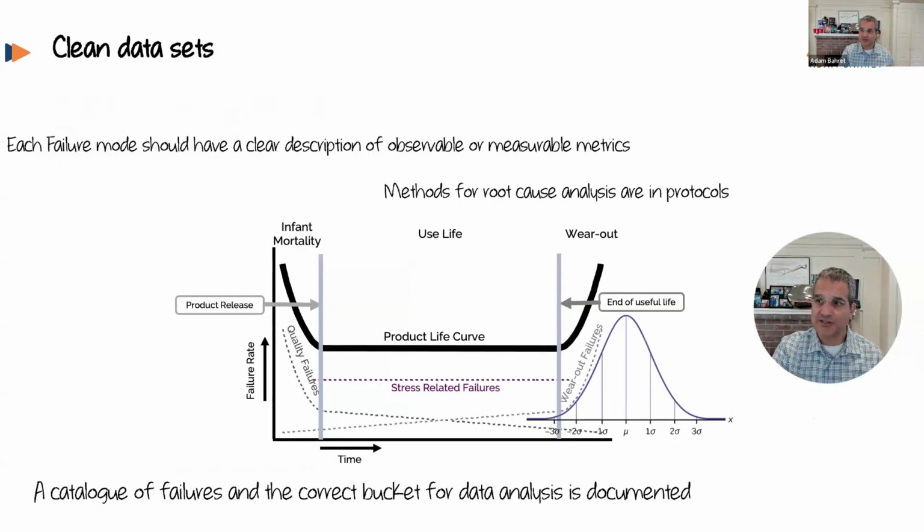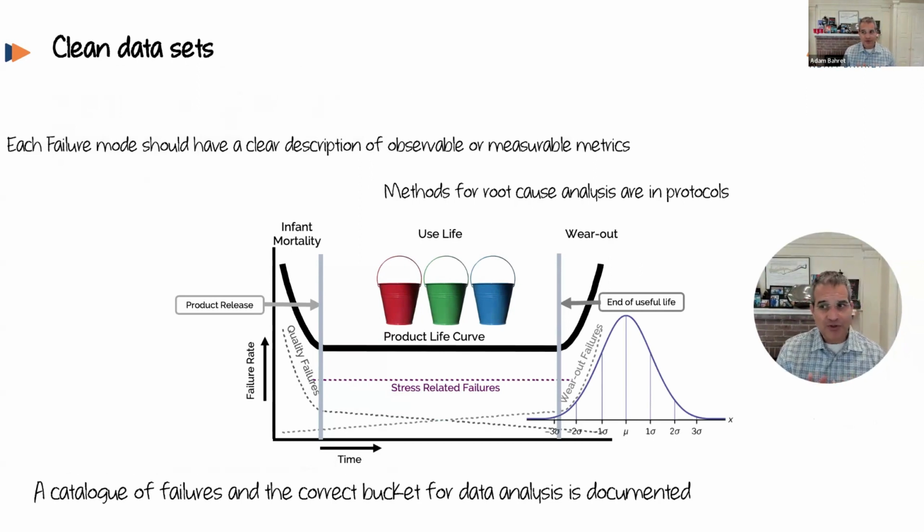Which brings us back to our bathtub curve and the different types of failures that make up the curve, different phases, and bucketing what we found. So what I mean by bucketing is, you have failures that you will root cause to be manufacturing defects. So those should be bucketed for the infant mortality part of the curve. These are obviously not going to be used in the accelerated life test study.